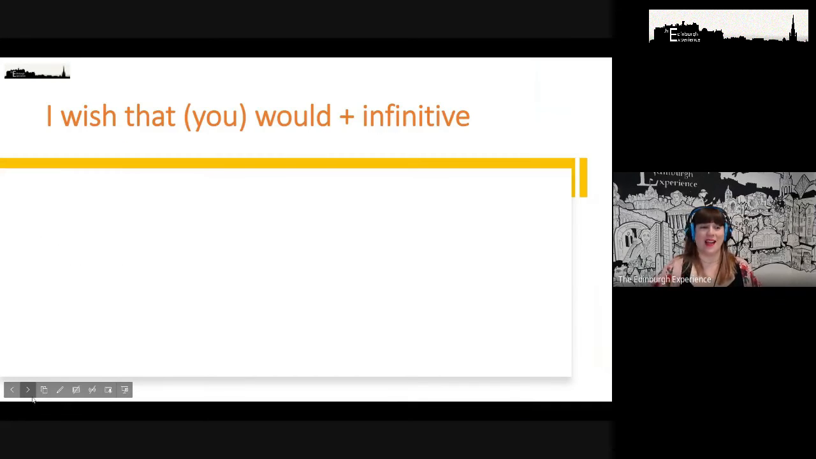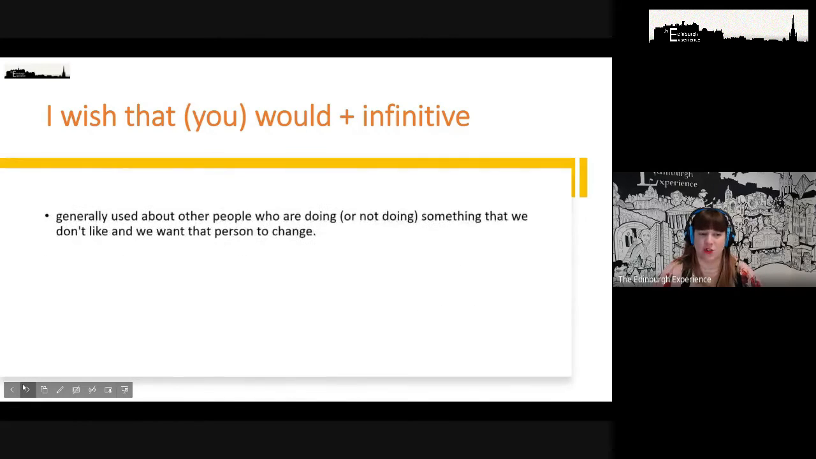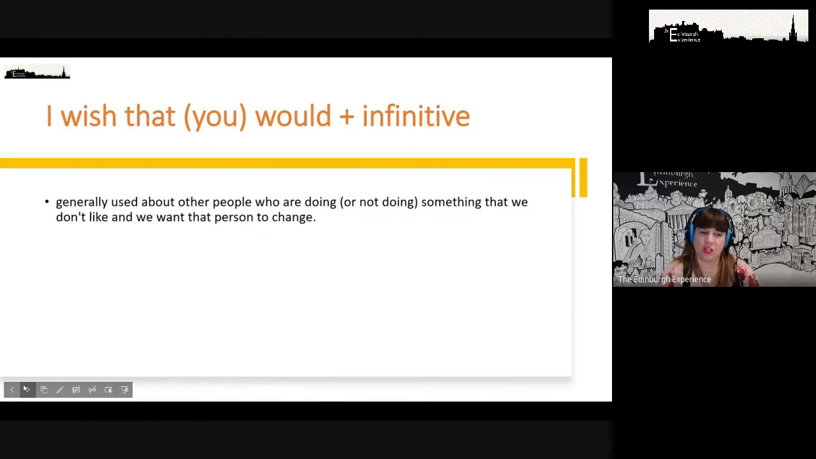So if I say, I wish that you or he or she or John or Mary or whoever it is would plus an infinitive verb, when I'm using this structure, I generally use it to talk about people who are doing or not doing something that I don't like and that I would like to be different, that I want to have that changed, yeah?